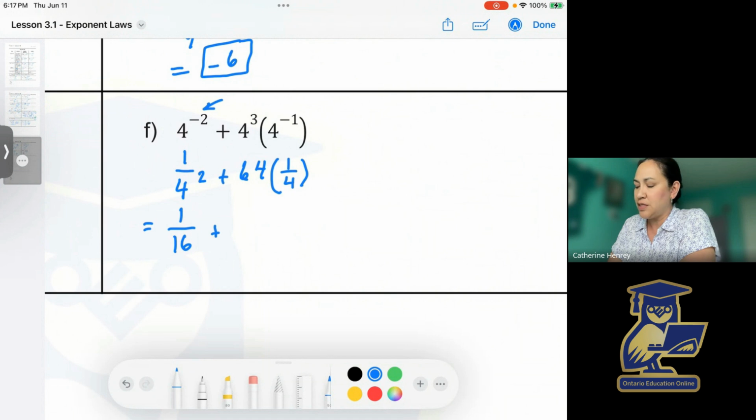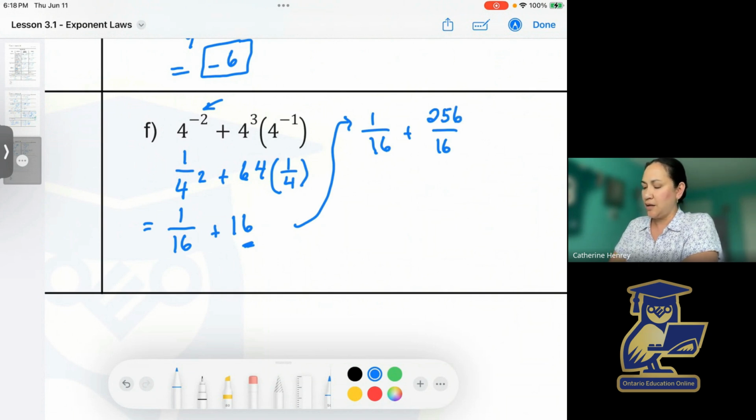Plus, we have 64 times 1, then divided by 4. This ends up being 16. And then we end up having to add fractions. So I need to make this 16 right here into a fraction that has the base of 16. And so I end up having to have 256. That's 16 times 16. And the final answer here is 257/16.